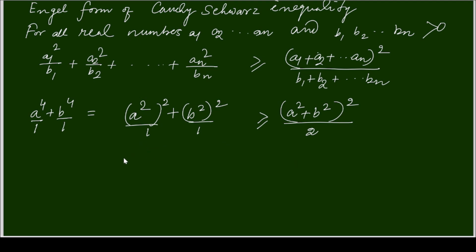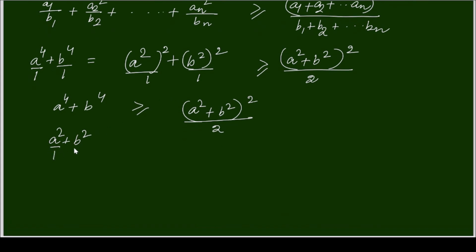Next, coming to a4 plus b4, we got that it is greater than equals to a square plus b square whole square over 2. Now what about a square plus b square? In the same way, if I apply, this is nothing but your a square by 1 plus b square by 1. This is same as your a whole square plus b whole square over 1, 1. So here a1, a2 is a, b and b1, b2 is 1, 1. This is again greater than equals to a plus b whole square by 2.